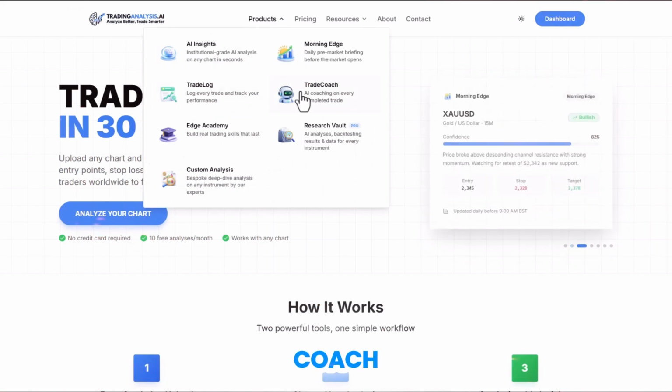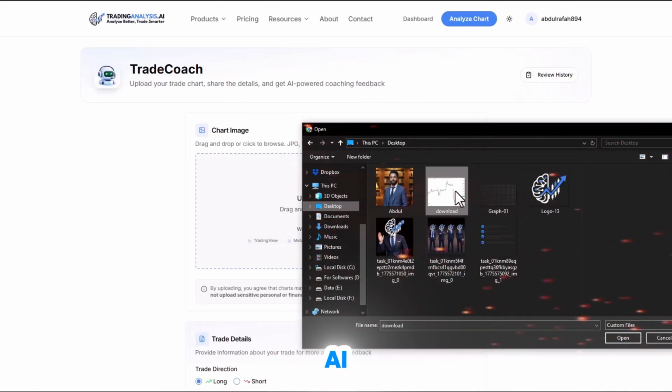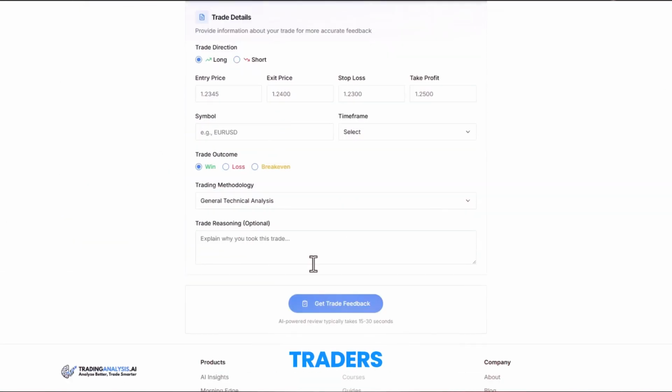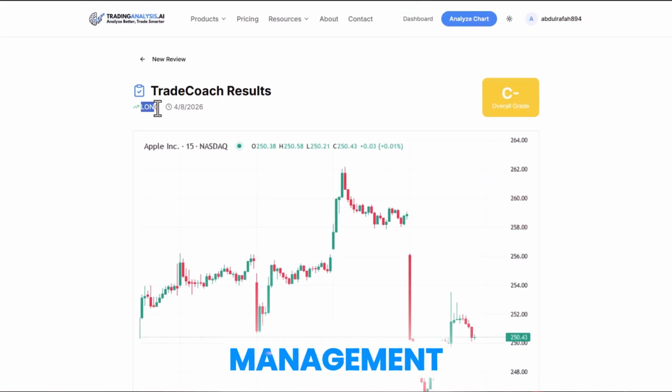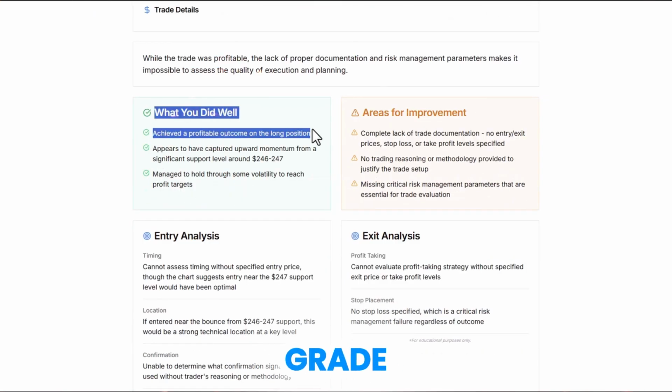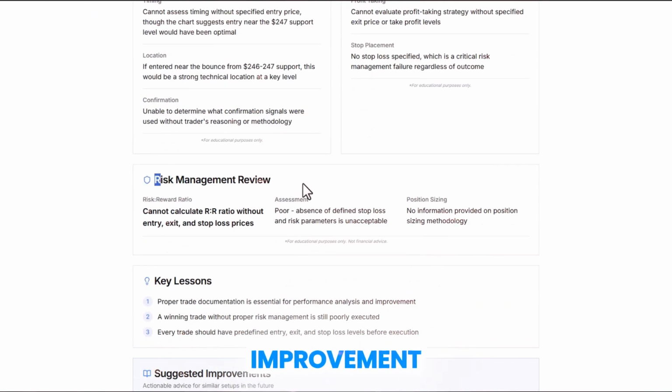Next is TradeCoach. TradeCoach is an AI-powered feedback system. Traders upload their trade, provide details, and receive structured feedback. The AI reviews entries, exits, and risk management and provides an overall grade along with suggestions for improvement.